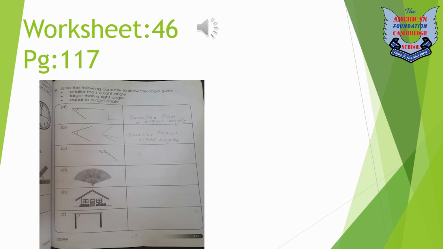Now come toward part B. Here we have 2 lines. These 2 lines are making an angle, but this angle is not a right angle because the second line is not straightly below the first line, and it's not obtuse because it's not greater than that right angle. It is acute because this is smaller than the line which is straightly above the first line or making a 90-degree angle. So this is an acute angle, or we can say smaller than a right angle. I am leaving C, D, E, F for you to solve.